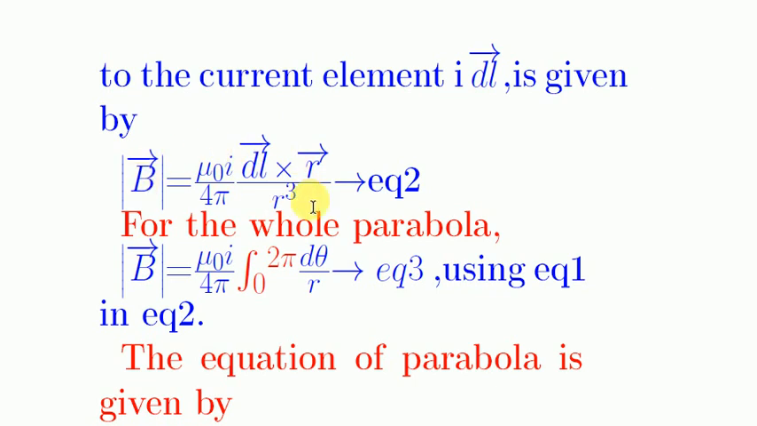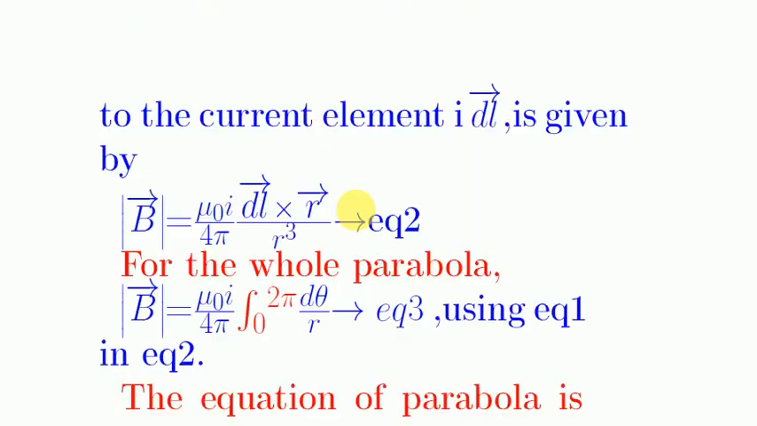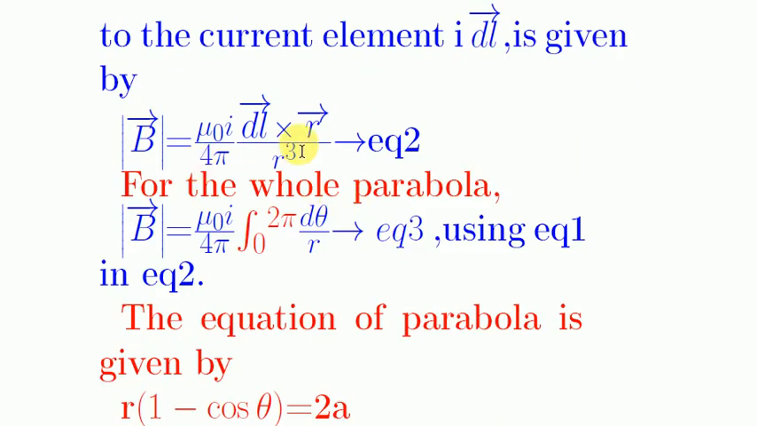This is the magnetic field at the focus of the parabola due to this current element, not the whole parabola, only due to this current element I dl. This is a very elementary length dl. Due to this current element, the magnetic field at the focus of the parabola is given by this equation, which is the Biot-Savart law.